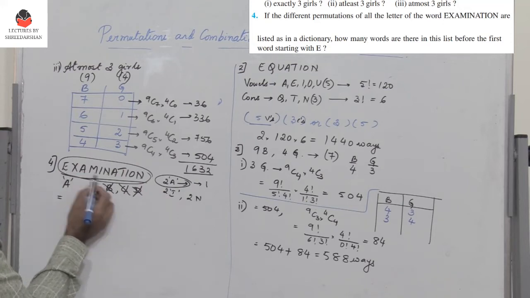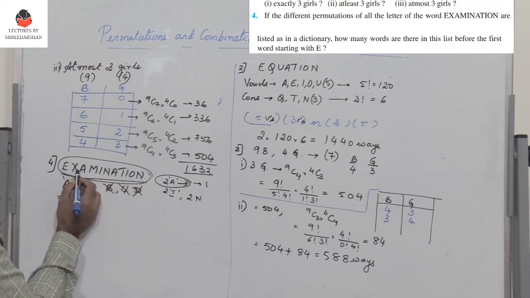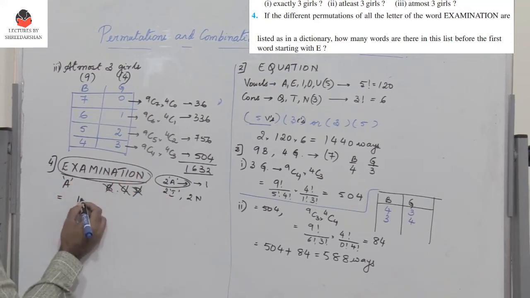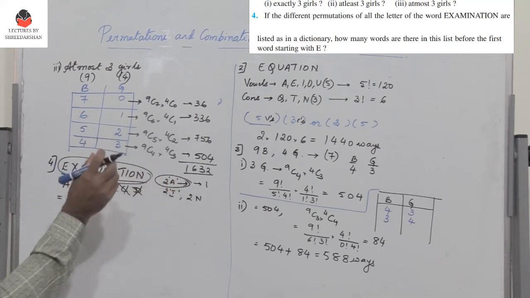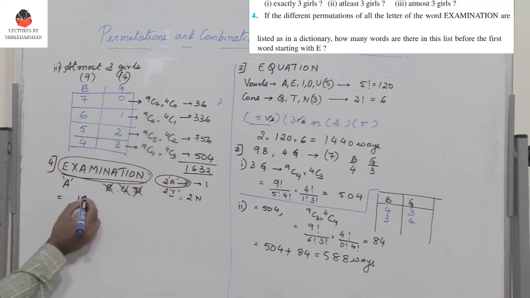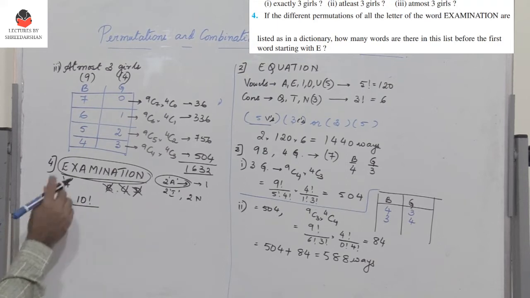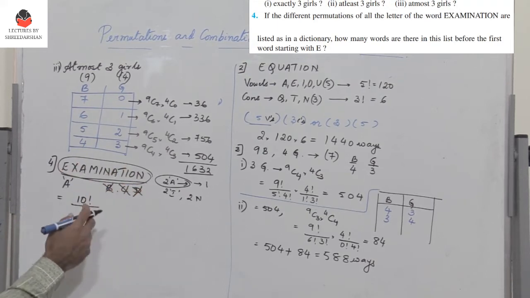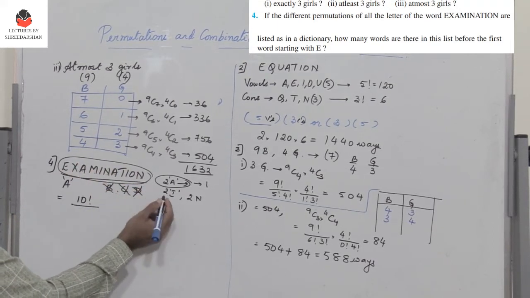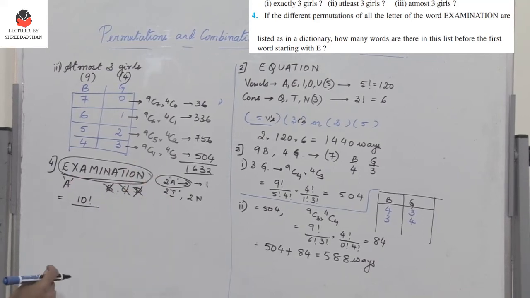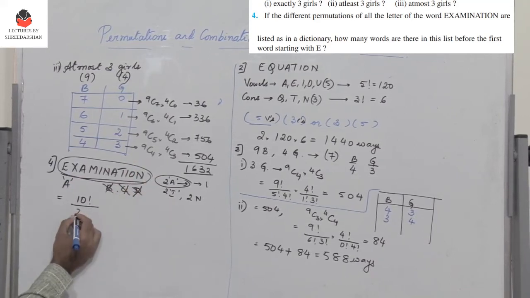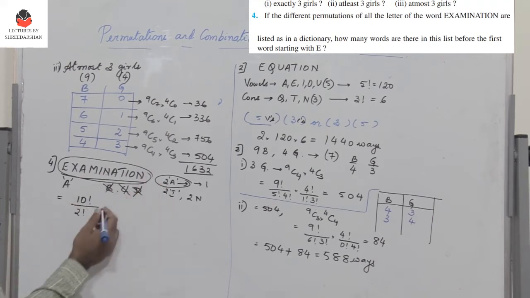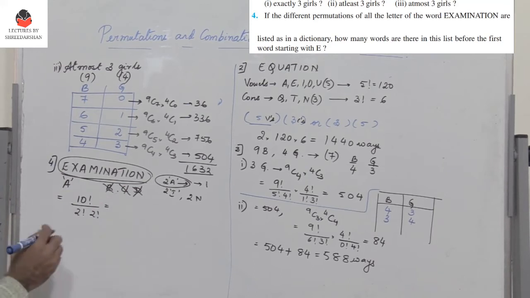So therefore, in total you have 11, but we consider 10 because these two A's are considered as 1. So 10 factorial divided by, if there are any alphabets repeating, we have to divide it by the total number of repetitions taking place. So I occurs twice, so it's going to be 2 factorial. N occurs twice, so it's going to be 2 factorial. So it is 10 factorial divided by 2 factorial into 2 factorial.